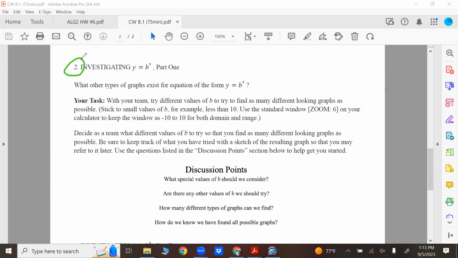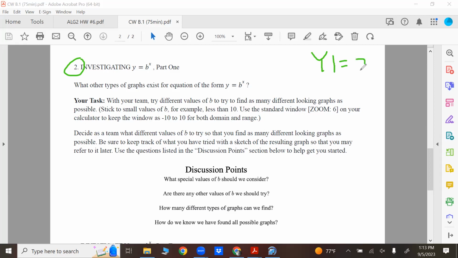Okay, so it says here, your task with your team, try to advise a and b to try to find as many different graphs as possible. Use small values for b, for example, less than 10. Use a standard window on your calculator, negative 10 to 10 with the main range. Decide as a team what values to advise a and b to try so that you may find as many different graphs as possible. Okay, here's what we'll do. I'm going to kind of give you guys some guidance here.